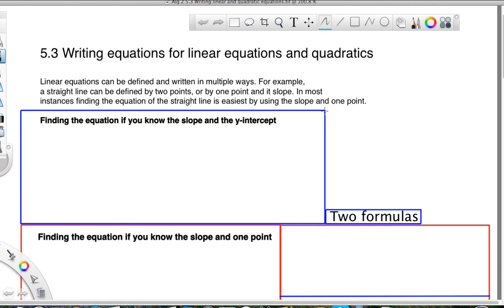Okay, 5.3 writing equations for linear equations and quadratics.